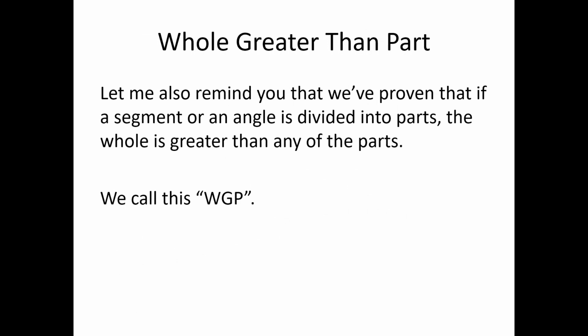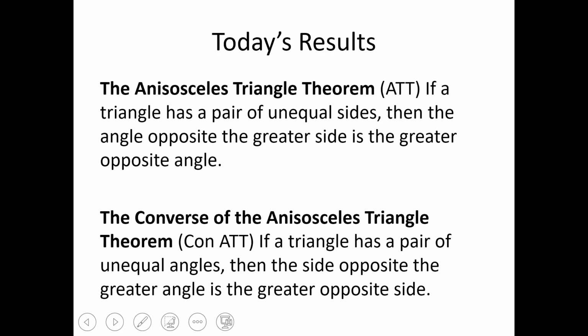All right, so here are the results for today. They're called the Anisosceles Triangle Theorem and the converse of the Anisosceles Triangle Theorem. These names, I'll take credit, are my own creation. I wanted good names for these. And anisosceles simply means not isosceles.